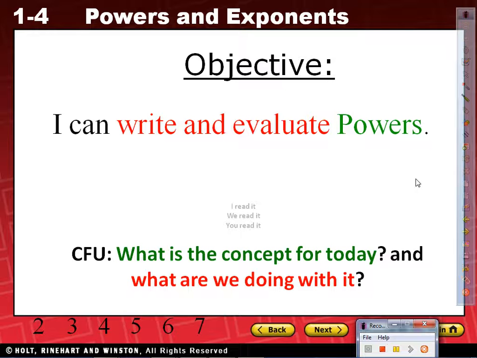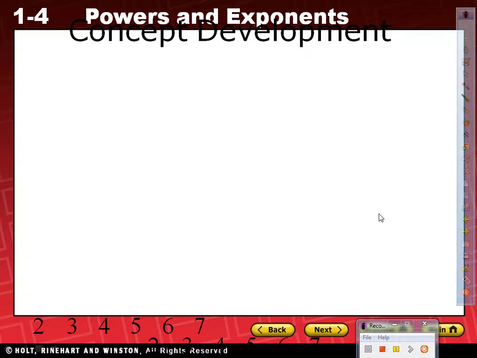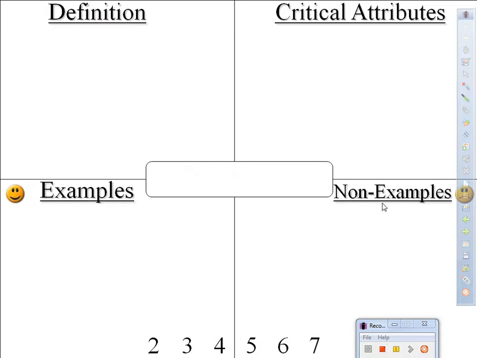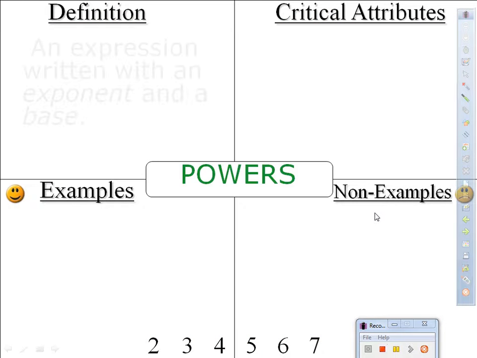You don't copy this next Frayer model. You don't need the box. You don't need the Frayer model. Okay, here it goes. So I can write and evaluate powers. What are powers? Don't copy this, just focus. Pay attention. Powers are expressions that can be written with an exponent and a base. Focus, please.